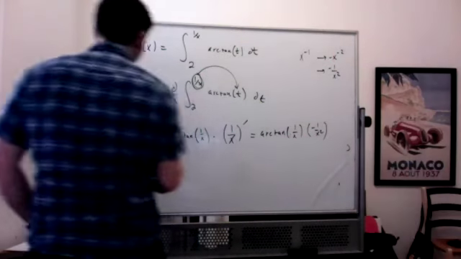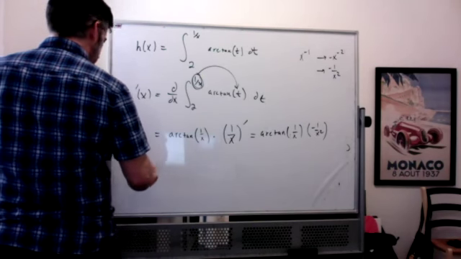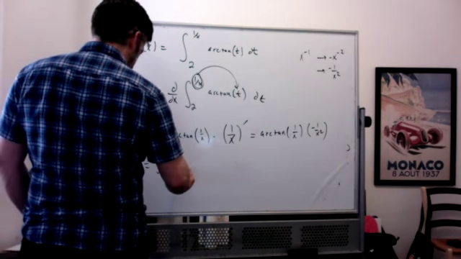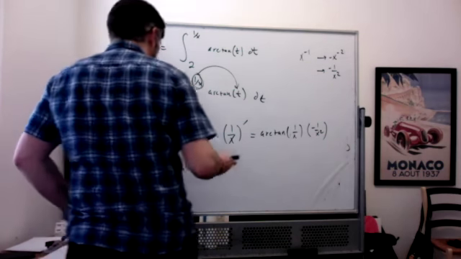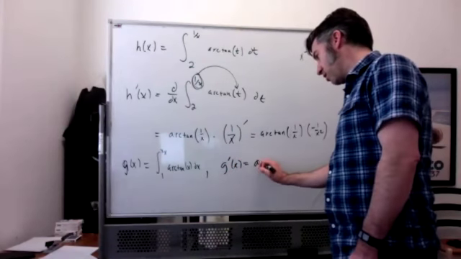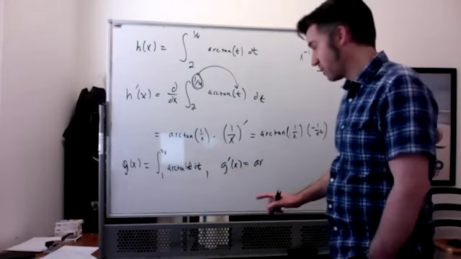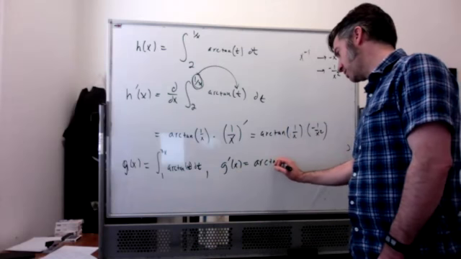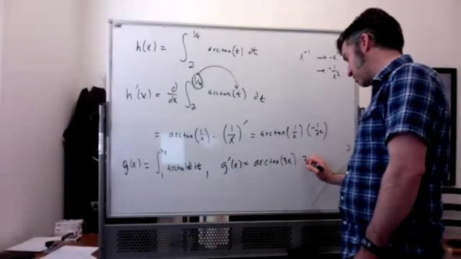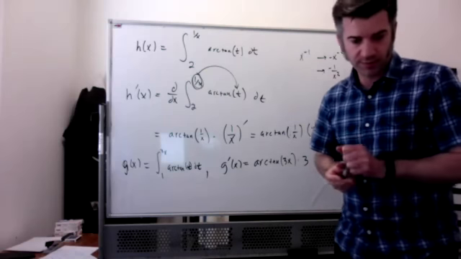So if I said my function g of x was equal to the integral from 1 to 3x of the arc tangent of t dt, then g prime of x would be the arc tangent of 3x times the derivative of 3x, which is 3. So that's always kind of the gist of the derivative of the integral.